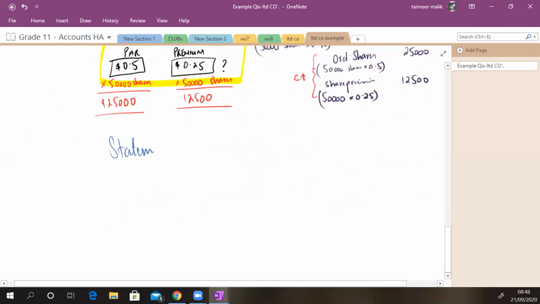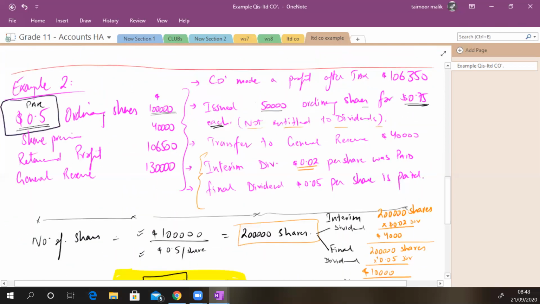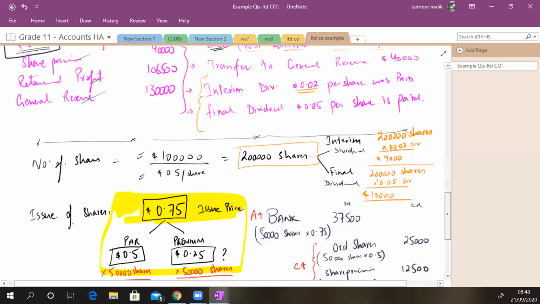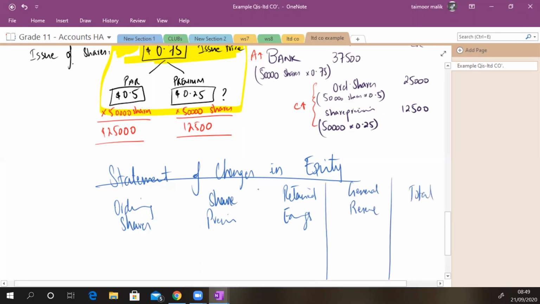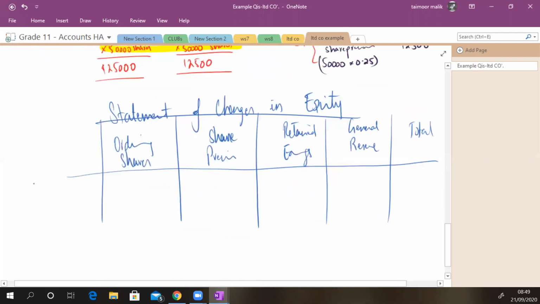Okay, now, so statement of changes in equity. इस कंपनी के पास क्या क्या इक्विटी है? ऑर्डिनरी शेयर, शेयर प्रीमियम, रिटेन अर्निंग्स एंड रिजर्व्स। Therefore, equity is ordinary shares, share premium, retained earnings, general reserve, अपना टोटल। सबसे पहले balance brought forward.